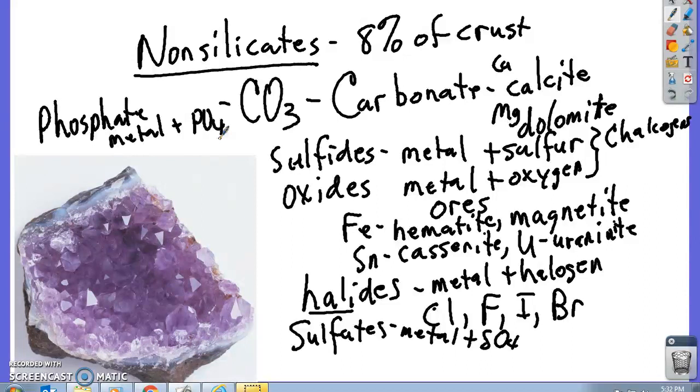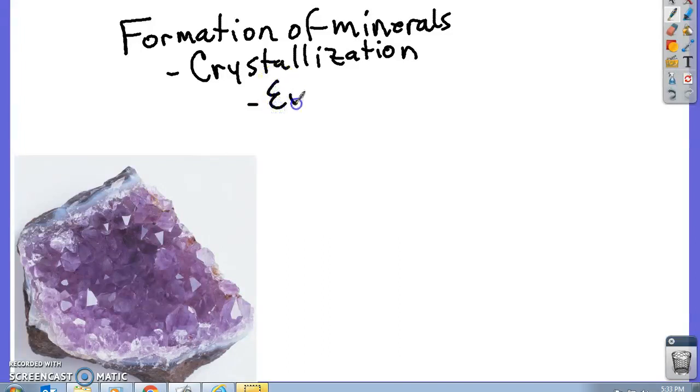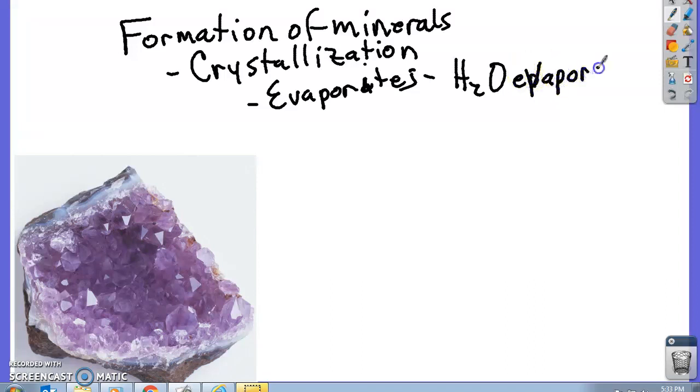All right. I want to talk briefly about the formation of minerals. We talked about this a little bit earlier, but basically most minerals, since they are crystals, are formed by crystallization. And that can happen two different ways. One, when water evaporates, so you have evaporites, when water evaporates. So you have something dissolved in it, like salt water, for example.